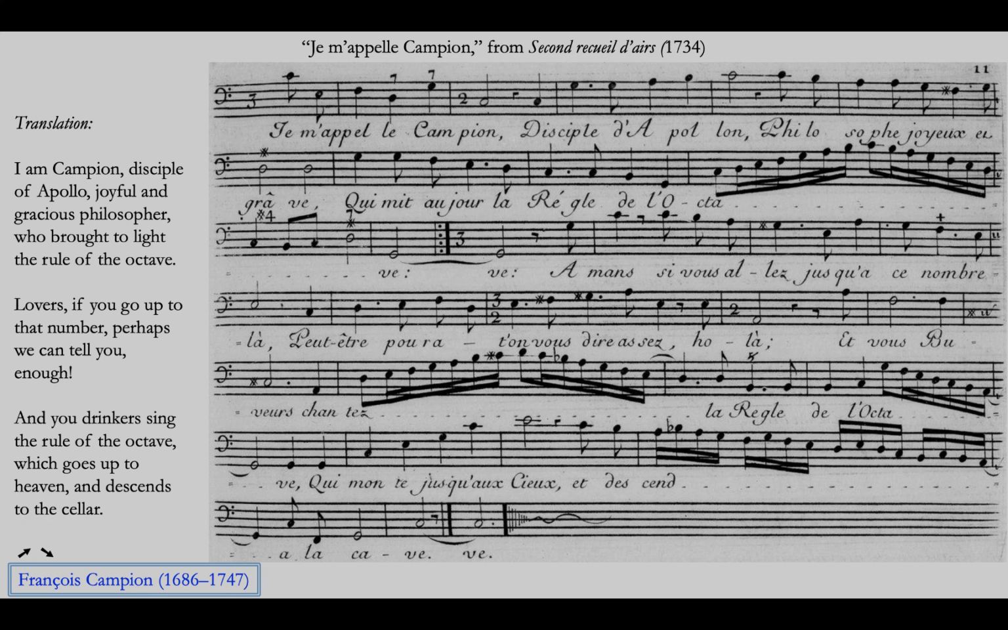Why is that? Because as Campion explains, this rule of the octave is so great, it goes up to heaven and then descends down to the cellar.